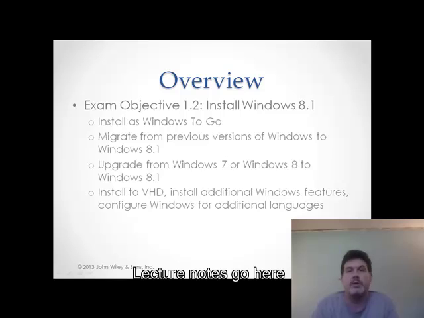Before we actually talk about the meat and potatoes of this lecture, I do want to talk a little bit about the exam objectives. If you're looking to take the 70-687 exam with Microsoft, which covers single user operating systems, 8.1, this lecture will cover Objective 1.2, which deals with the installs of 8.1. We'll talk a little bit about Windows to Go. We're going to talk about clean installs versus upgrades. We're going to talk about how to install Windows 8 to a VHD or virtual hard disk.